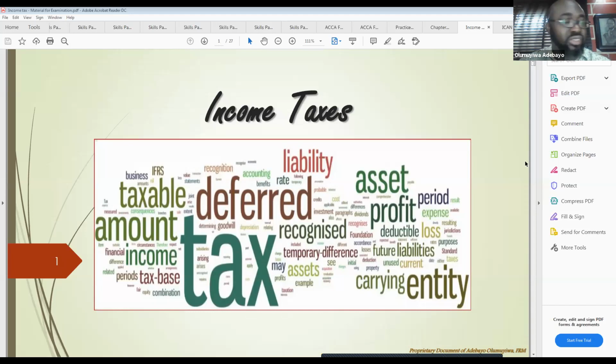All of these are what we're going to discuss, and majorly, apart from the implication, how do you present it in the financial statement? Those are things we are going to discuss today. I still remember my humble self, Olumiwa Adebayo, and I'll be using this opportunity to now go into the course.